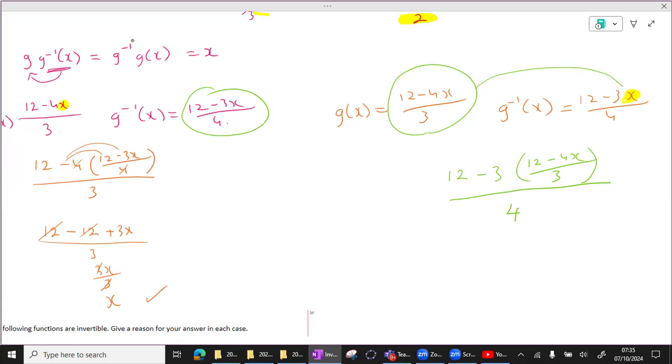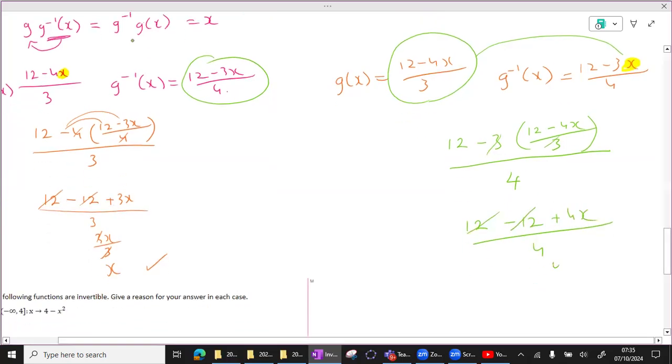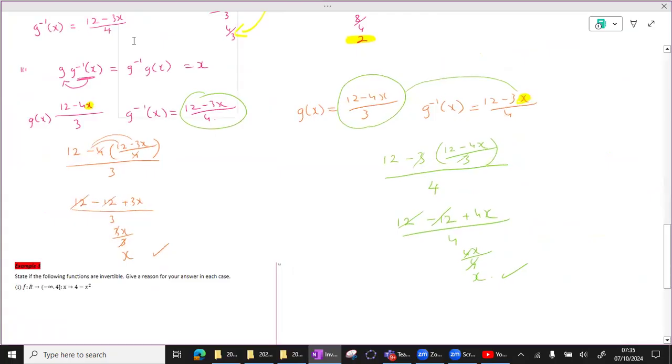Now, obviously, again, I have to do tidying up. The 3's cancel, so again, not as bad as it might first seem. The 12's cancel, and then I'm left with 4x over 4. And the 4's cancel, and I'm left with x. So we said this at the very beginning of the notes. If the inverse is being done properly, then we should end up with x, because we're putting the inverse into the function or the function into the inverse. Either way, you will end up with just x and you're done.